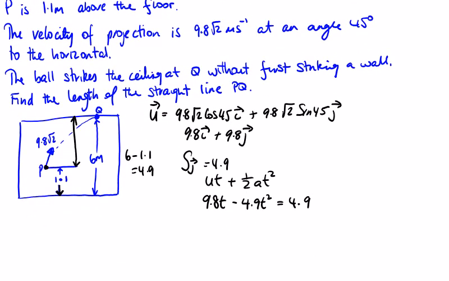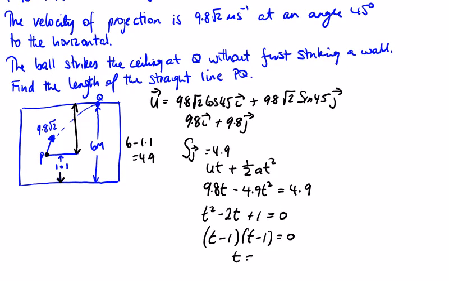Well, I can bring these across and divide by 4.9, so I'm going to get t squared minus 2t plus 1 equals 0. So that's t minus 1 all squared. Yeah, that's right. So t is equal to 1. So it's going to take 1 second to get there.